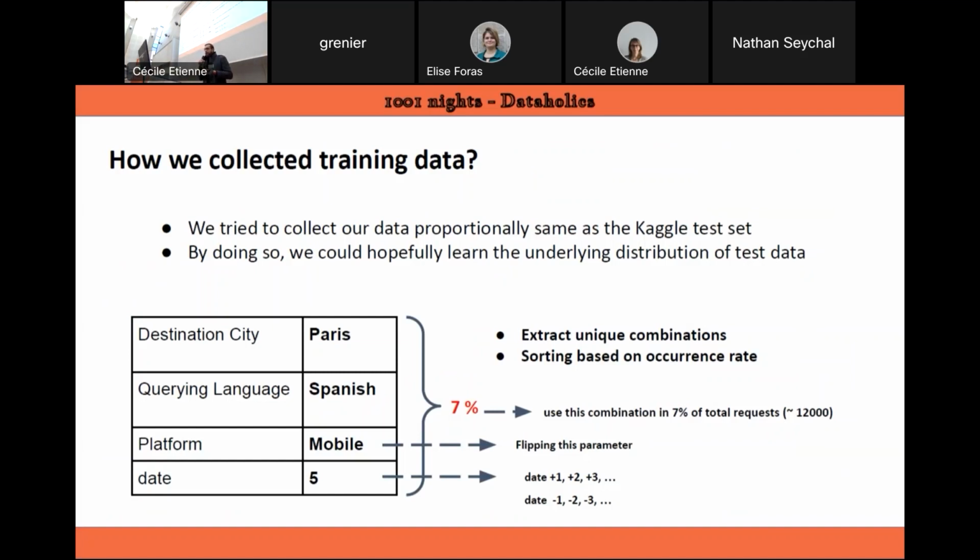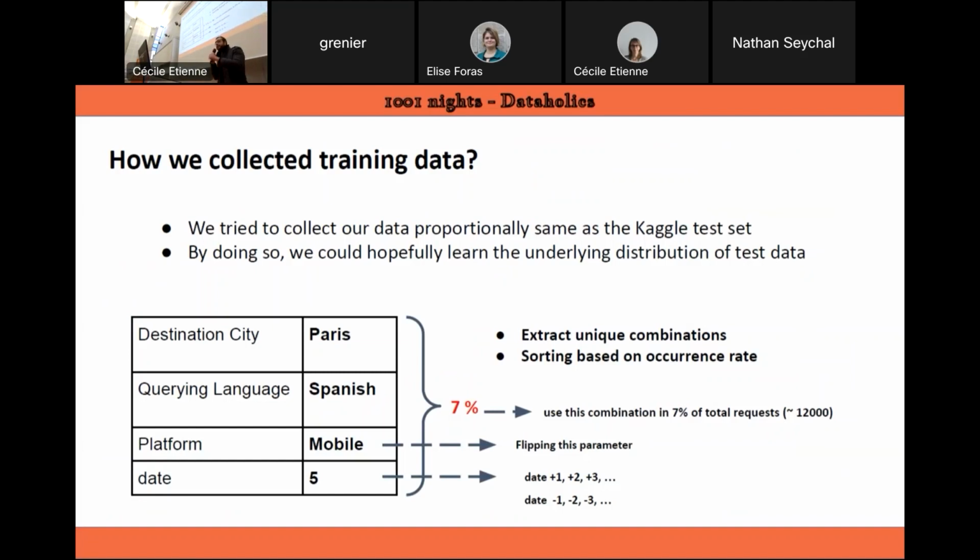To clarify what I am saying, imagine this combination that I'm talking about. In the whole Kaggle test set, you can see a person who wants to go to Paris, he's a Spanish-speaking person, he used his mobile, and 5 days before the departure. Around 7% of the Kaggle test set is this combination. So we have 3 months, each month has 4 weeks, and in each week we can get 1,000 requests. So in 3 months we have 12,000 requests.